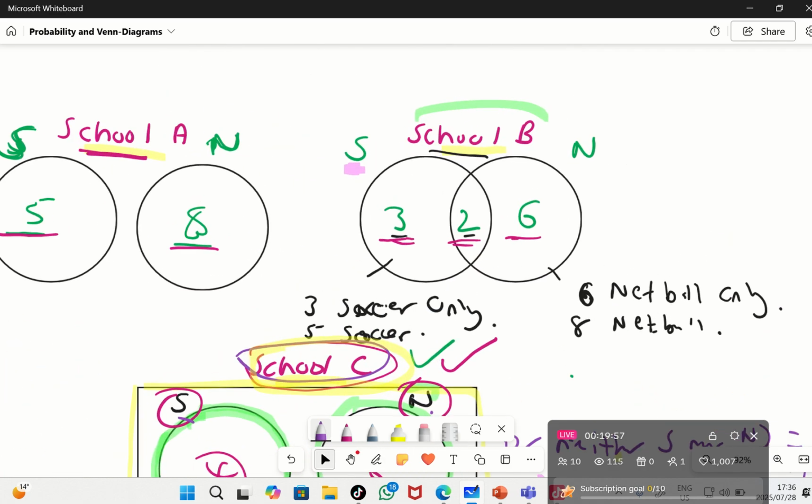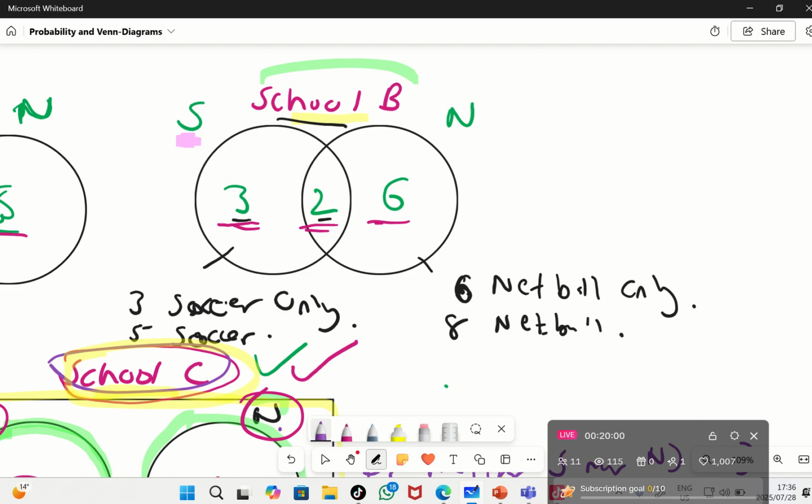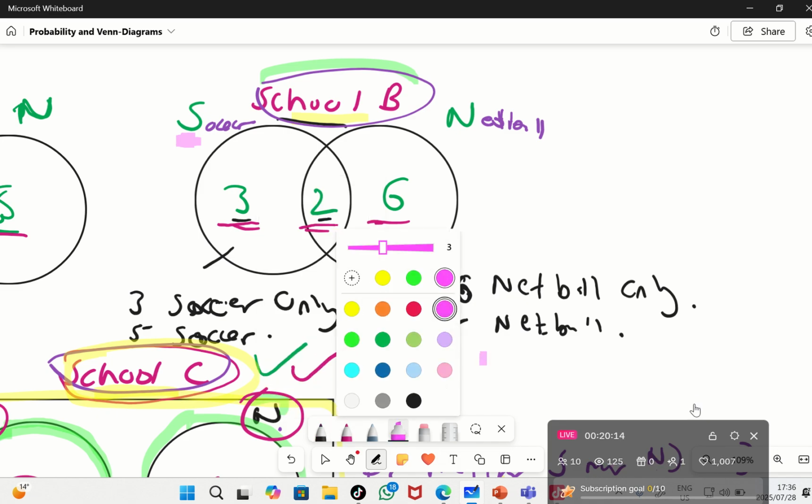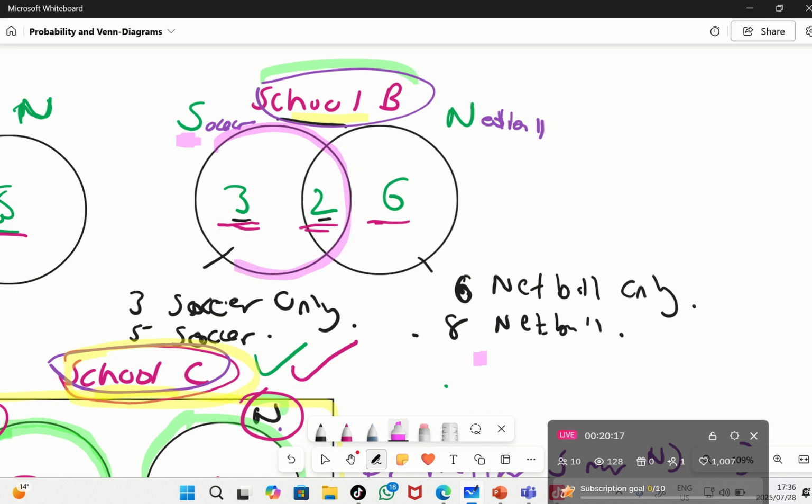Let's just do this last one here. Consider school B. School B, remember, has soccer and netball. Sharp. I'll do a quick summary. We have 5 learners who play soccer in total, so it's a 3 and a 2. How many learners play both soccer and netball? It is 2, because it falls under netball and soccer at the same time. But how many learners play soccer only? It is this region here. It's 3 learners. How many learners play netball only? It is this region.